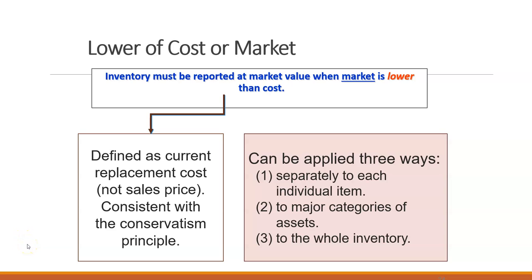The lower of cost or market rule says that inventory must be reported at market value if the market value is lower than cost. This is the current replacement cost, not the sales price. So this is consistent with the conservatism principle.